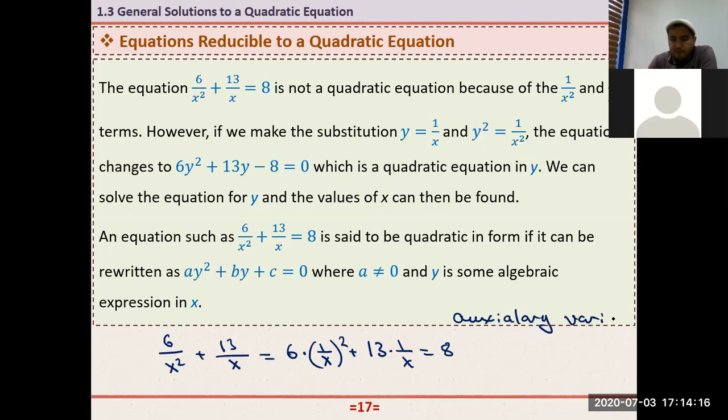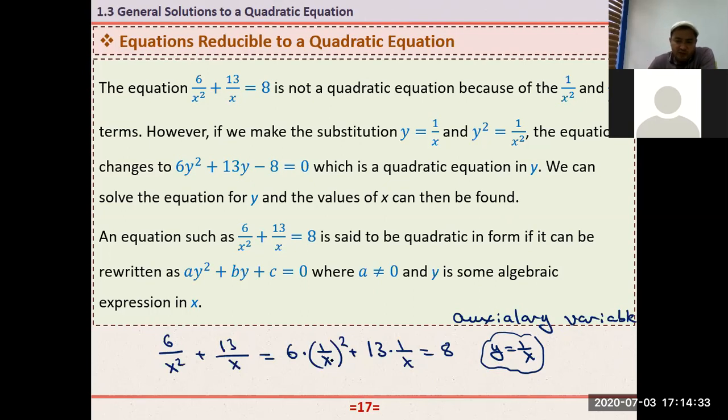Auxiliary variable. That means a helping variable. So if I use, for example, y equals 1 over x, it's just helping us. This y is helping us to solve this equation in a simpler, easier way.